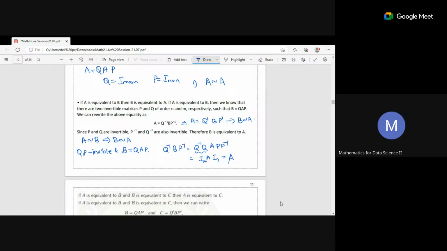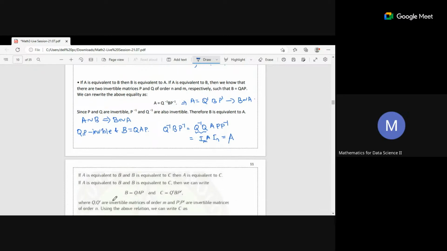So what is the next condition? We have to prove transitivity. So A is equivalent to B and B is equivalent to C should imply A is equivalent to C. This is what we need to prove next. What are the two conditions we are assuming here? A is equivalent to B and B is equivalent to C. If A is equivalent to B, you know that there are two invertible matrices Q and P such that B is equal to QAP. Same way, there are invertible matrices Q dash and P dash such that C is equal to Q dash B P dash.